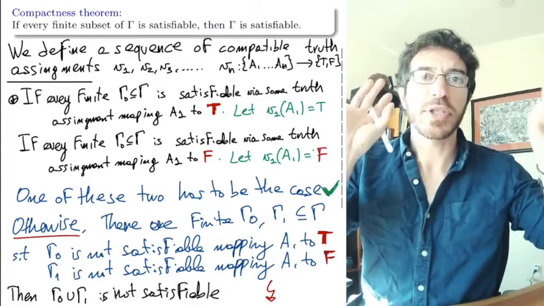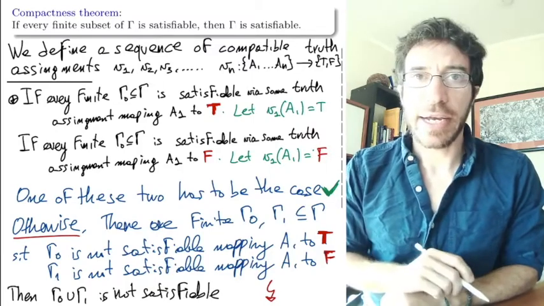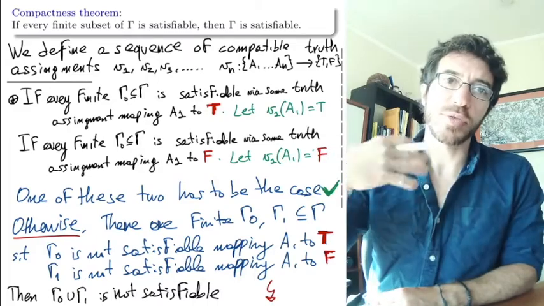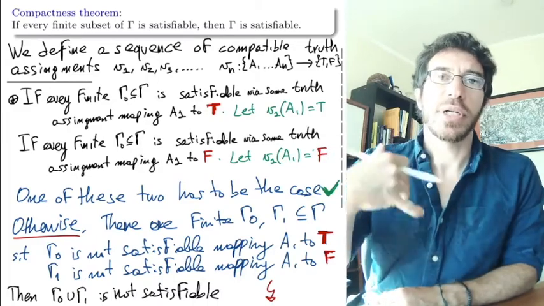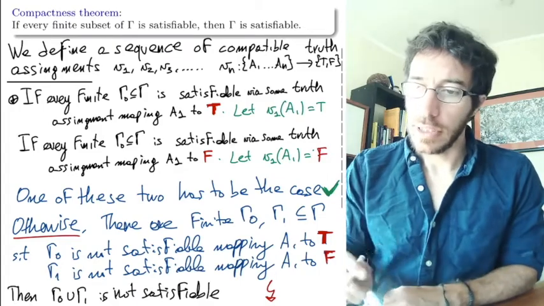We choose one of them, whichever of them is true. And then that's how we define V1. Okay, so that's only to define V1. So now we need to move on and define V2, and then V3, and then V4. We're going to do this little by little.